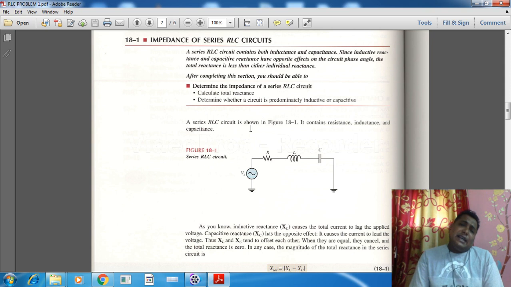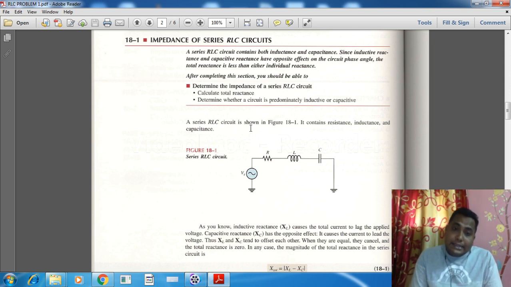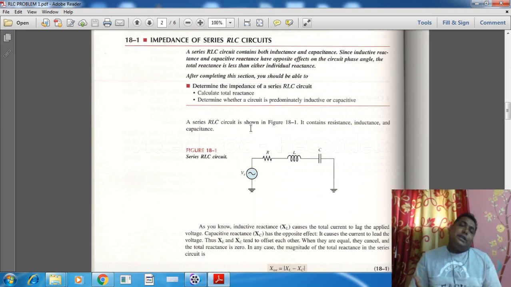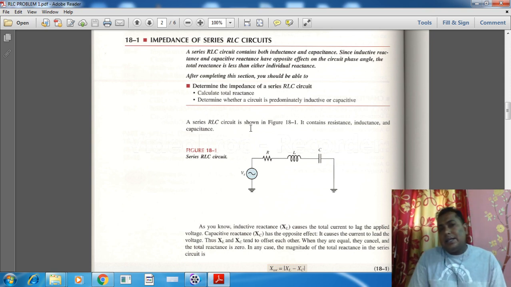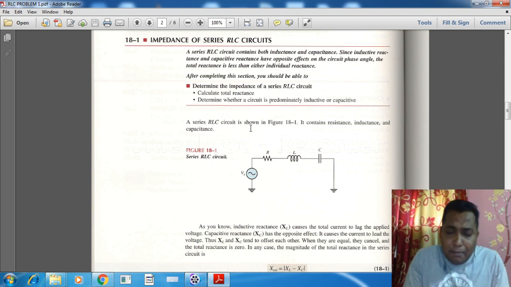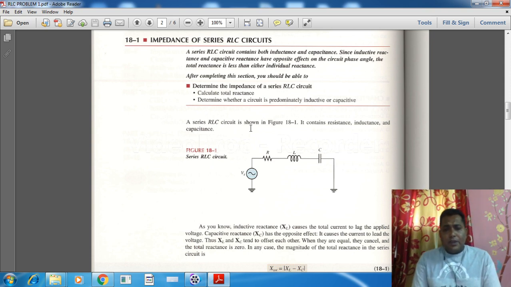That's why in the last line of this first paragraph it is told that the total reactance is less than either individual reactance, correct. Because we are dealing with the net reactance, which is the difference between these two. In any case, XL may be higher or XC may be higher, so anything may happen, we don't know. So that's why we have to consider both things.